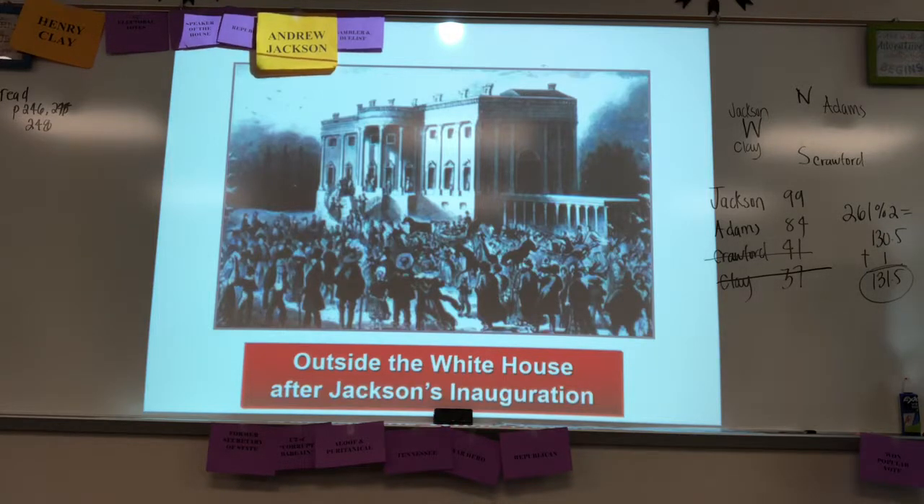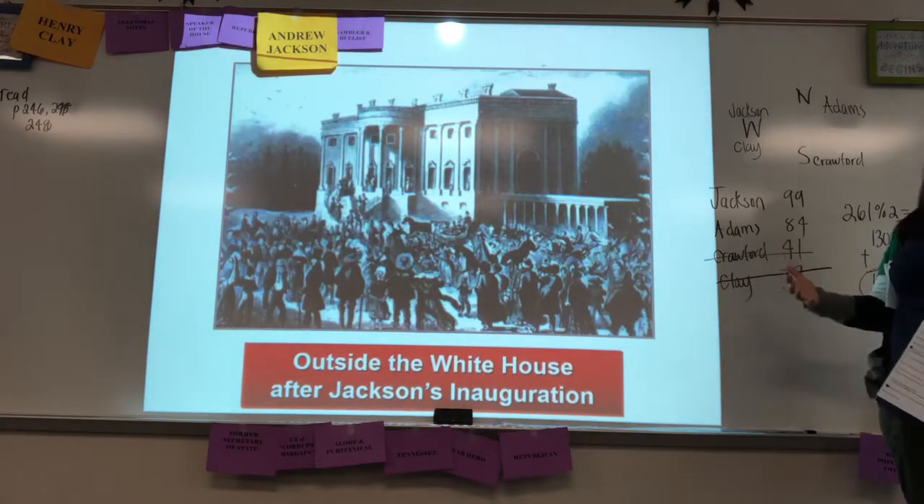Do we see the same people? Do we see any formal dignitaries? Do we see a band? Do we see the military? Who do we see who's here? Commoners, the mobocracy. They have come to support Jackson.